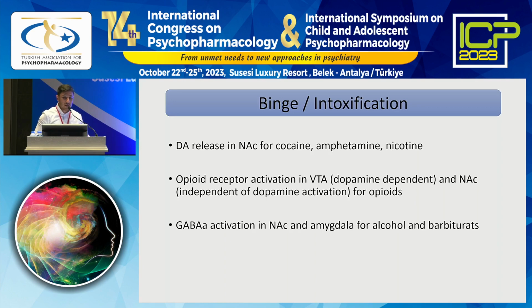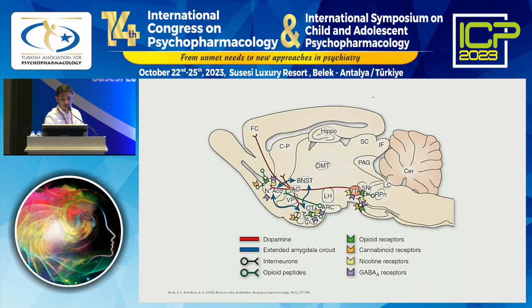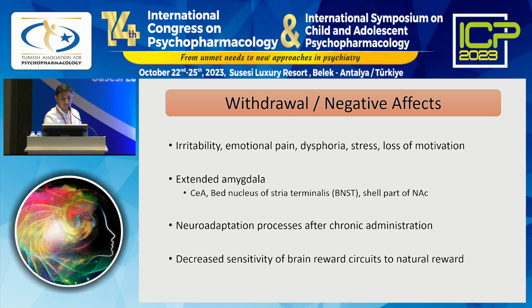In the nucleus accumbens, there is dopaminergic release in cocaine, amphetamine, and nicotine use. Also the GABAergic system is important for alcohol and barbiturate addiction. GABAergic activation is important, and the point I'd like to emphasize here is that the nucleus accumbens is the most important, but not the only actor. Through different systems, the nucleus accumbens will be stimulated, leading to a triggering of the reward pathway.